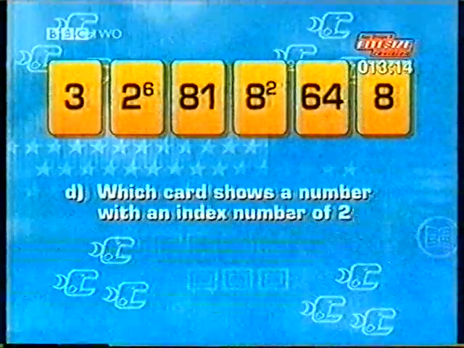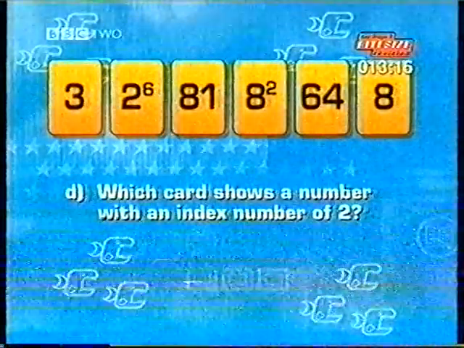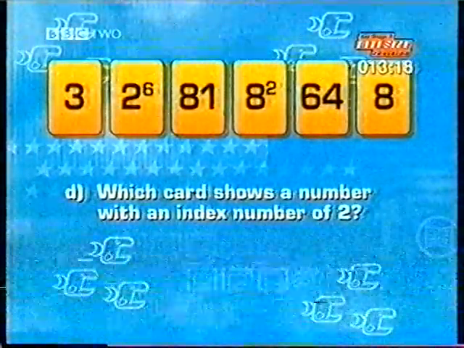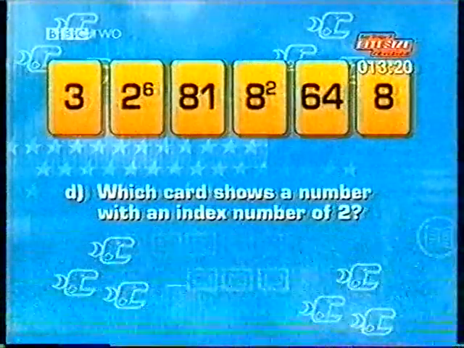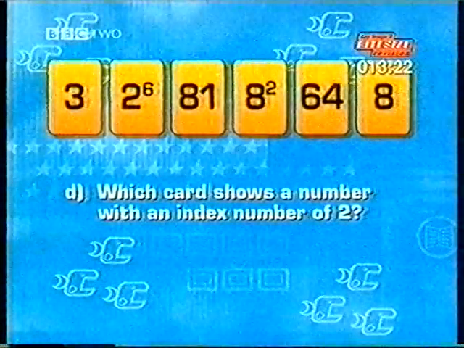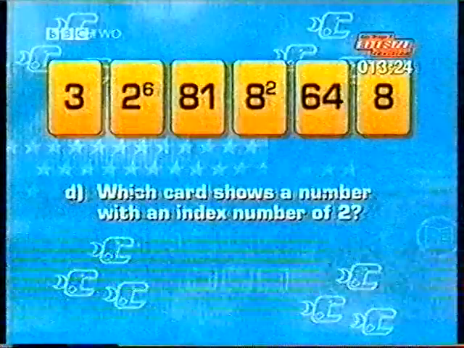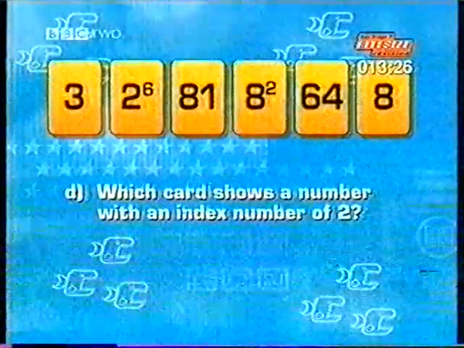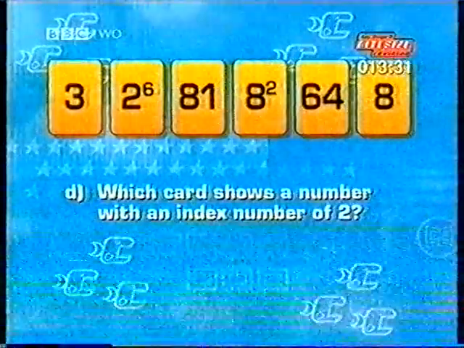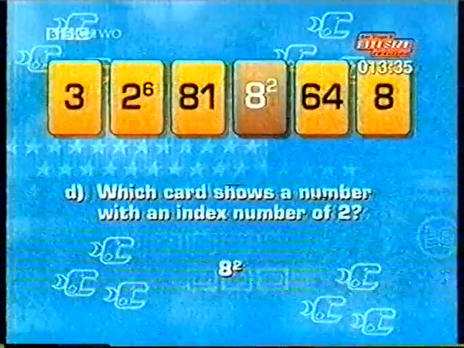Question D asked, which card shows a number with an index number of 2? Remember that an index number, or power, is the small number just after and slightly above the main number. So the card with an index number of 2 is the one with a little 2 just after it. So the card we're looking for is 8 to the power 2, or 8 squared.